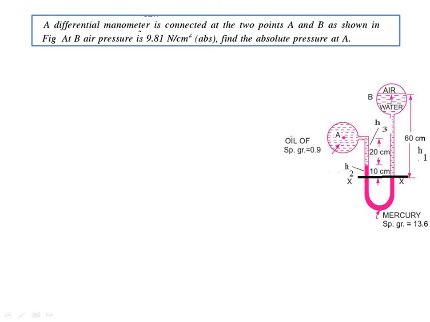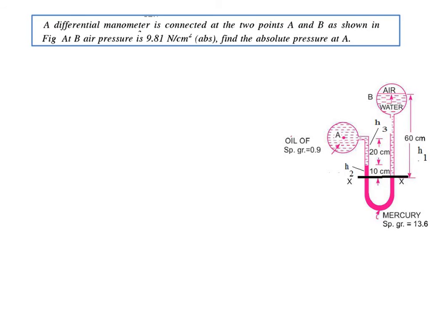Okay, a differential manometer is connected at 2 points A and B as shown in the figure. At B, air pressure is 9.81 Newton per centimeter square. Find the absolute pressure at point A.